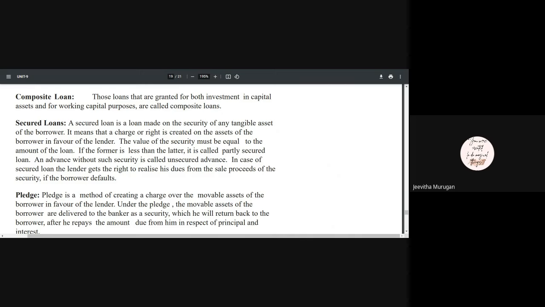It means that a charge or the right is created on the assets of the borrower in favor of the lender. The value of the security must be equal to the amount of the loan. If the former is less than the latter, it is called a partly secured loan. An advance without any security is called an unsecured advance. In case of a secured loan, the lender gets the right to realize his dues from the sale proceeds of the security if the borrower defaults.